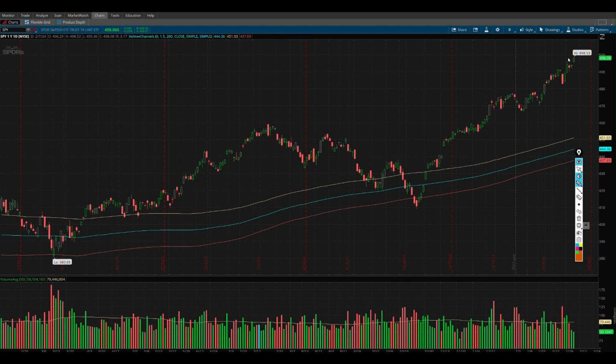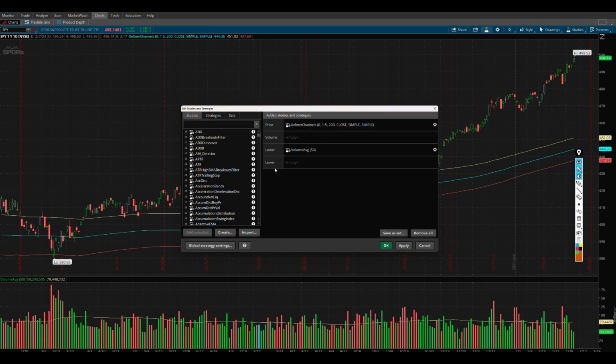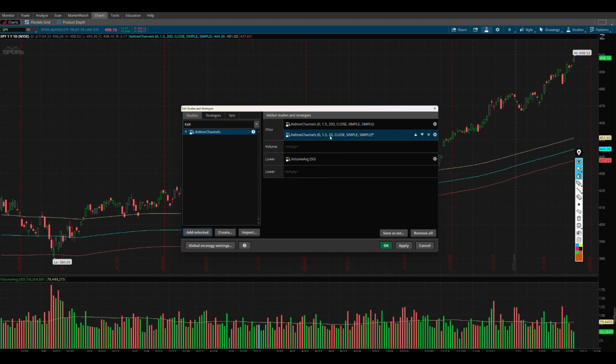We are near the 500, that's a psychological mark. So we are obviously in a bull market. So this tells us the trend. Let's add the same settings with a 20-day moving average. By default it has 20-day, 1.5, simple. So let's add that too.